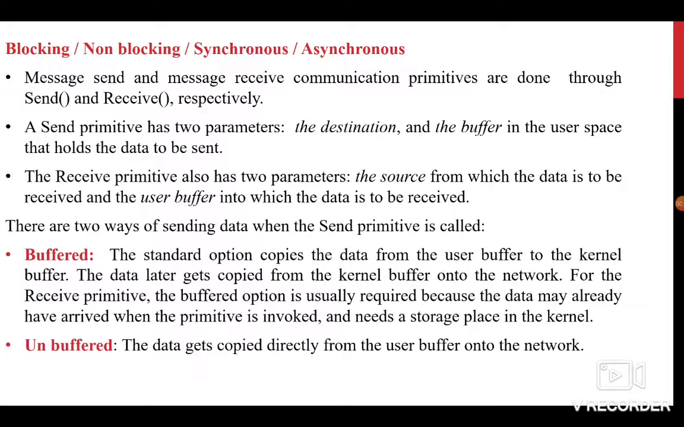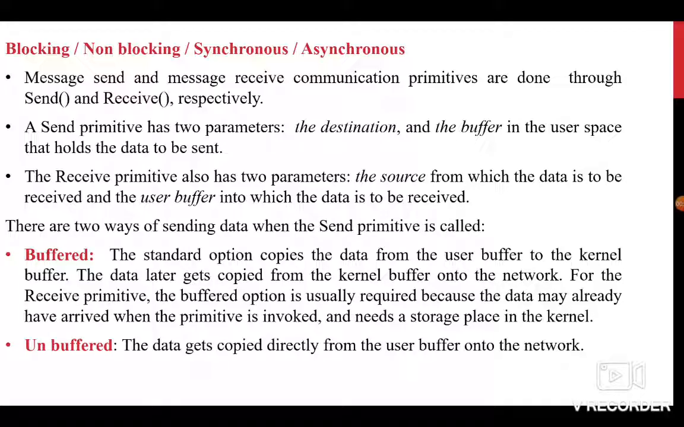send and receive operation. So usually in the message passing model, to send a message and to receive a message, we use two primitives. They are named the send primitive and the receive primitive. The send primitive has two parameters: one is the destination address and the other is the buffer. In that buffer we store the data which is to be sent.